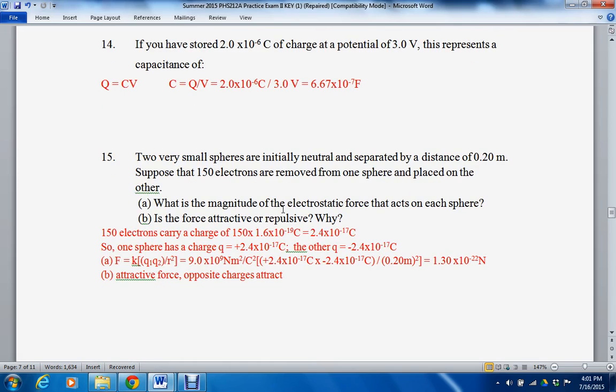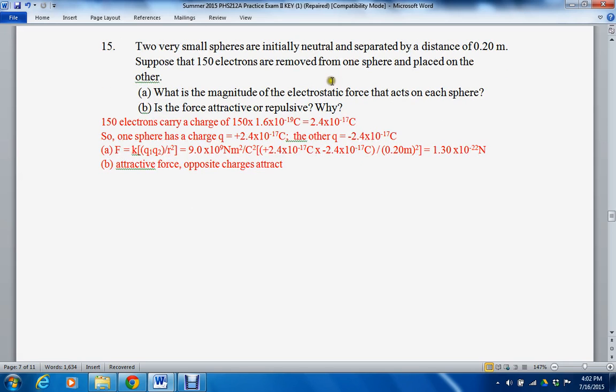All right, if you've stored 2 times 10 to the negative 6 coulombs of charge at a potential of 3 volts, you have yourself a capacitor. The capacitance of this capacitor, look at the equation sheet, Q equals CV. So C, the capacitance, equals Q over V. Q, 2 times 10 to the negative 6 coulombs, divided by V, 3 volts, gives me a really tiny number, 6.67 times 10 to the negative 7th farads.